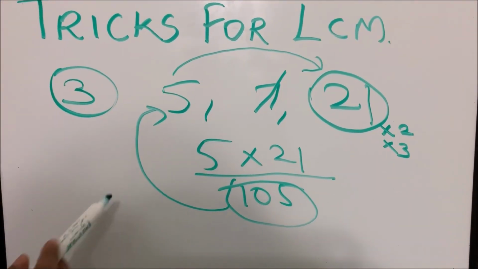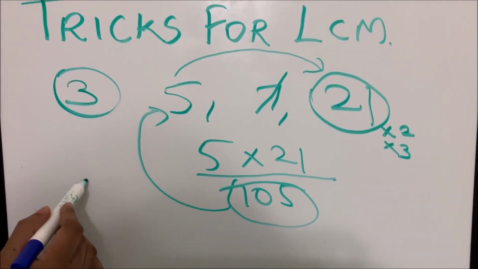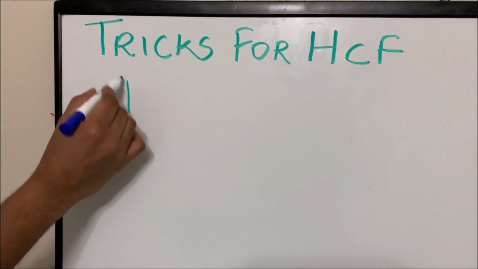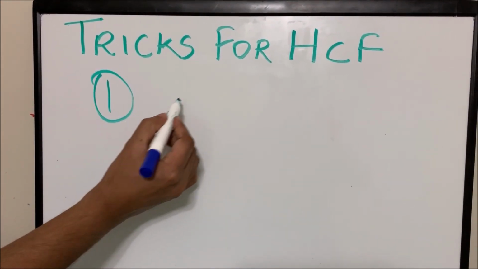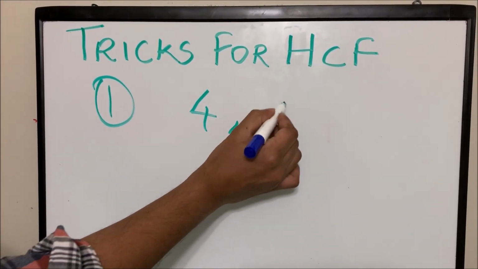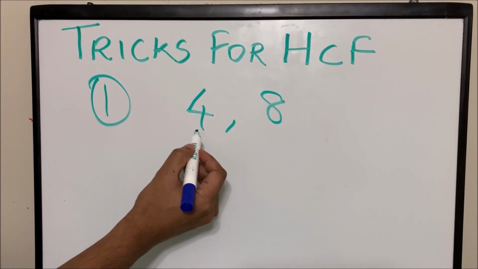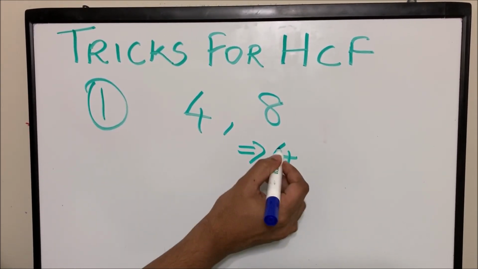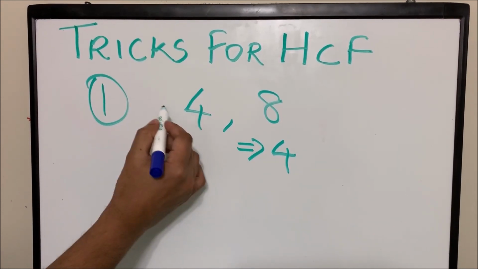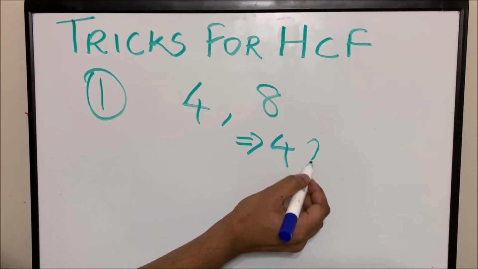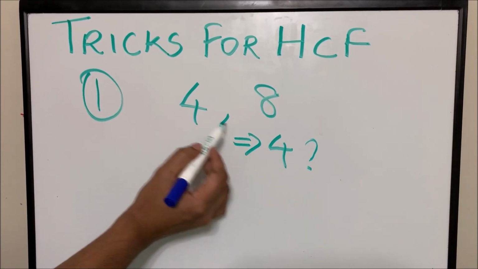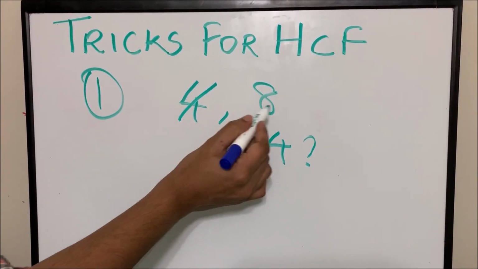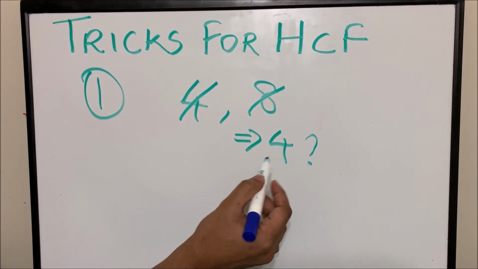Now we will go into tricks for HCF. Trick number 1. Let's take an example 4 and 8. We have to find the difference. 8 minus 4 is 4. Are these numbers divisible by 4? 4 is divisible by 4. Yes. And 8 is divisible by 4. Yes. So the HCF is 4.